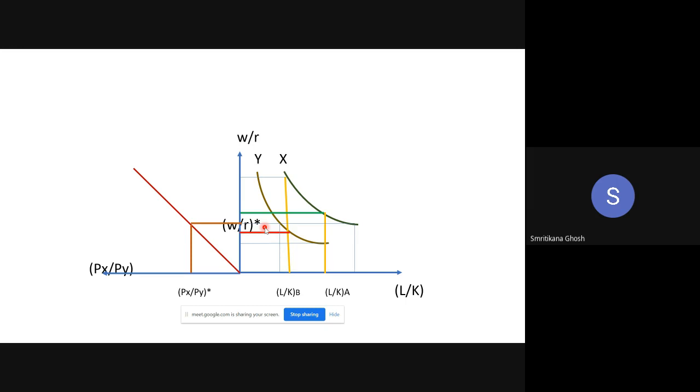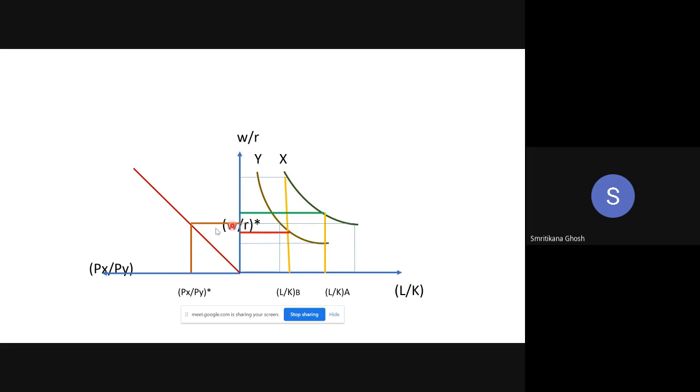Okay, so the wage rental ratio within this range is called the overlapping zone. This is your overlapping zone. The common wage rental area of both the countries is called the overlapping zone.